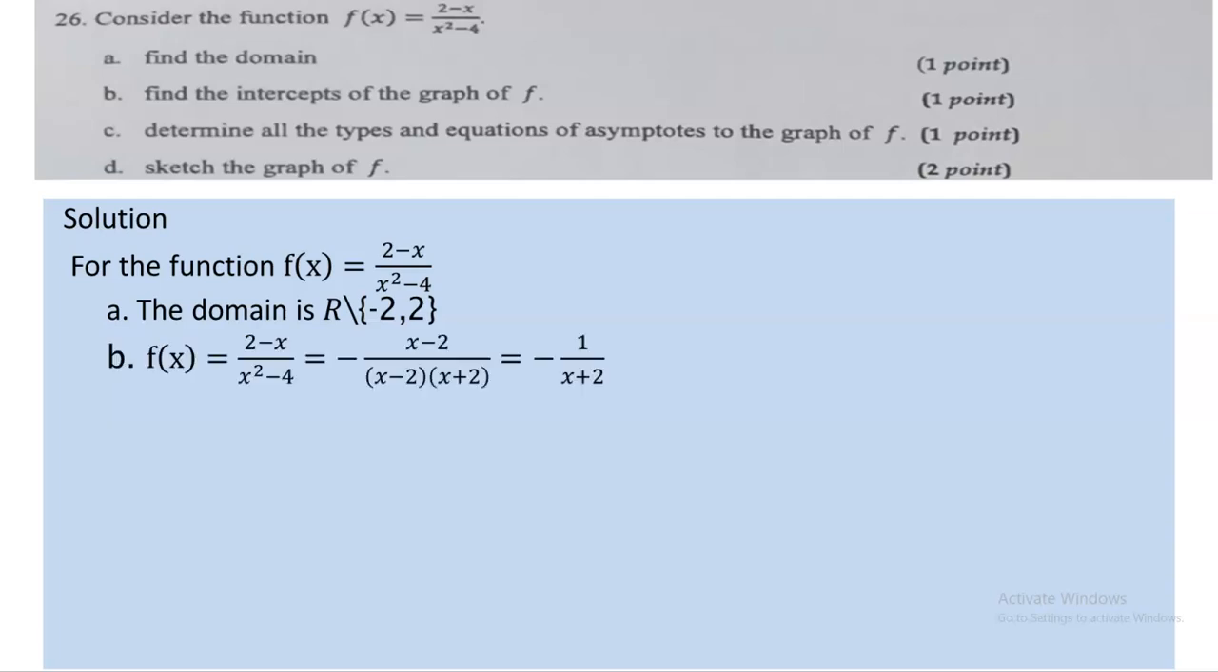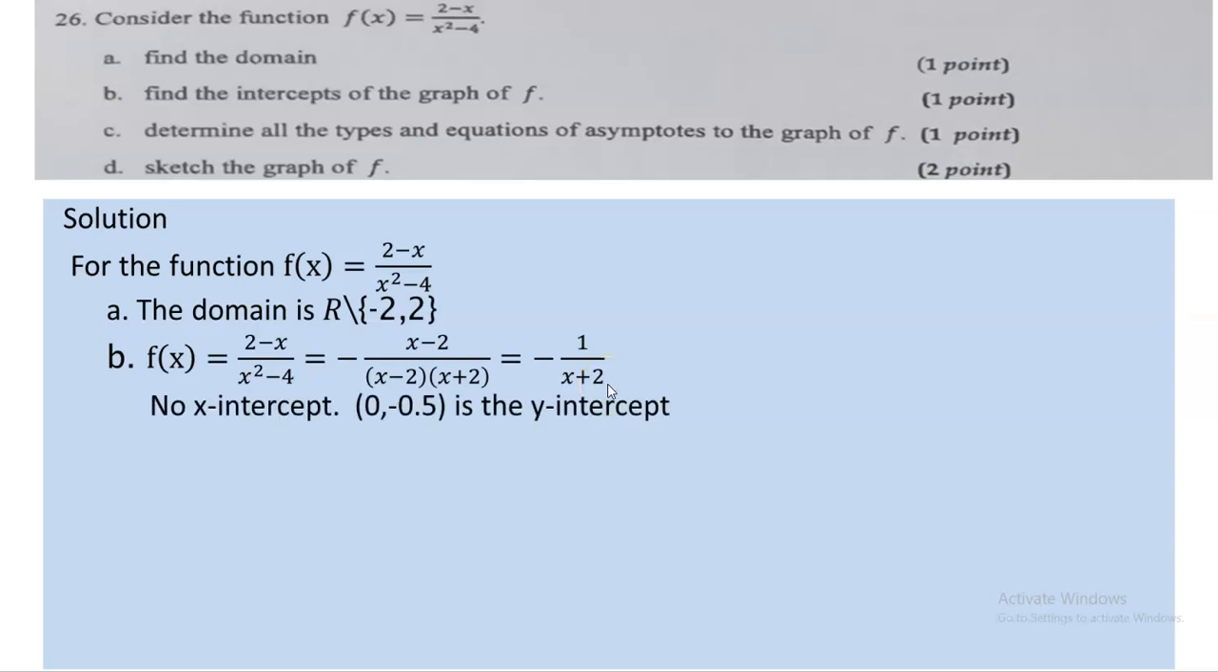What follows is to find the intercepts of the graph of f. In order to find the intercepts, first let's simplify. Students, this is x squared minus 4, so we can write this as x minus 2 times x plus 2. And this is 2 minus x, so I can write this as minus of x minus 2. So I can now cancel these two, so I have minus 1 over x plus 2.